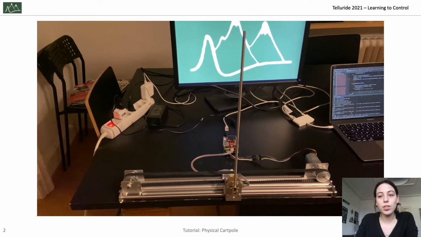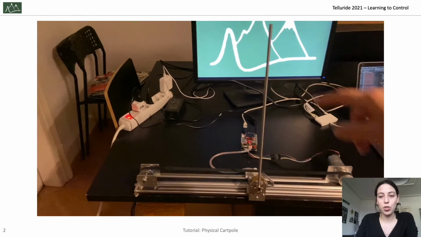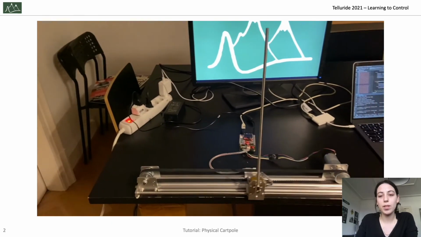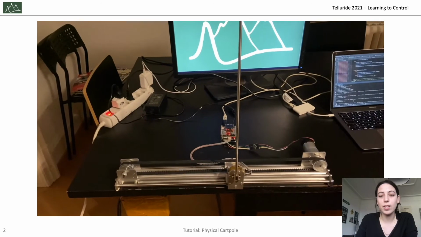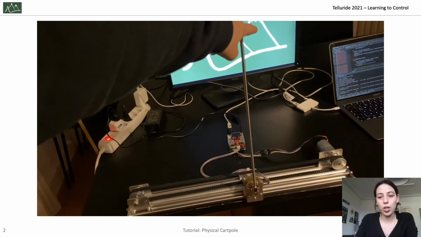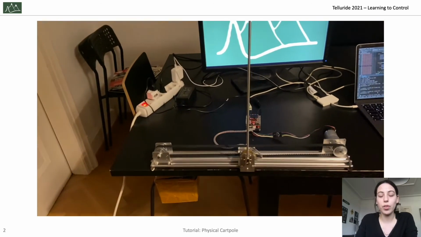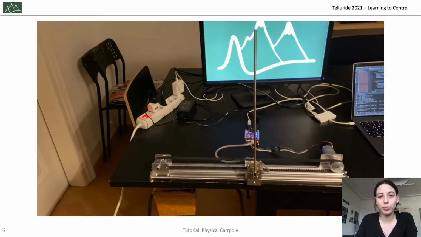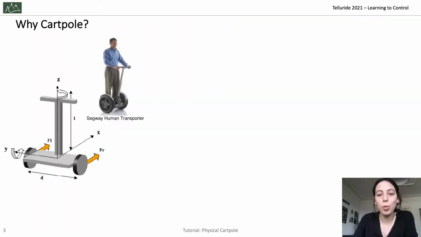Of course, the physical system is not restricted to a PID controller. Once you have a good model of the system, you can implement different controllers and assess their performance. During the workshop, you will have a chance to learn a controller for this physical Cartpole. So why is the Cartpole problem interesting?